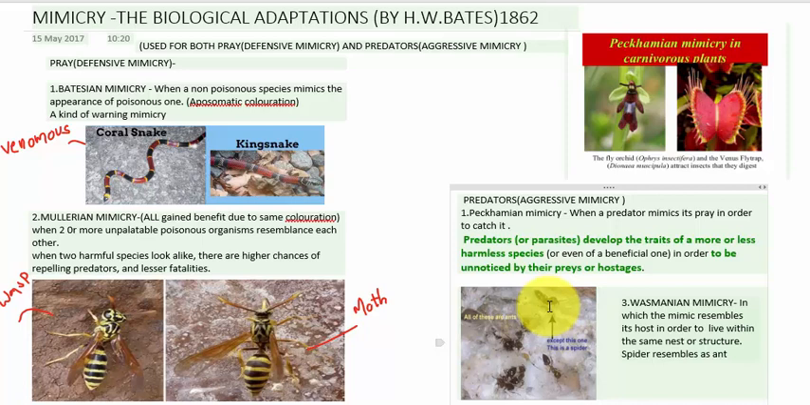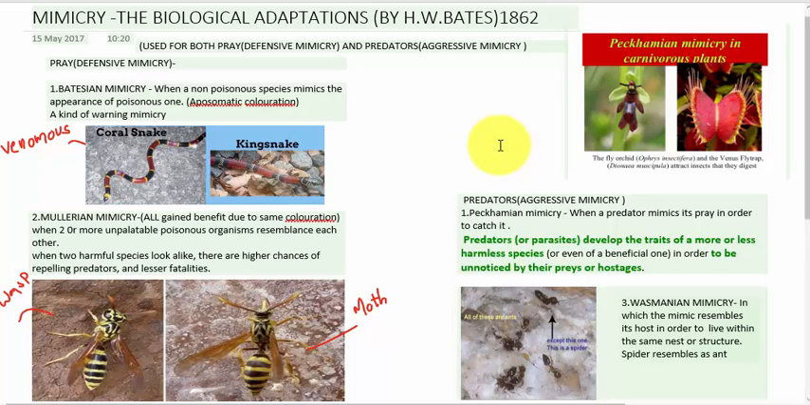The next is predator mimicry, or aggressive mimicry. It consists of only one type of mimicry, Peckhamian mimicry, when a predator mimics its prey in order to catch it. In this case, the predator mimics the prey in order to catch the prey. So the predators develop traits in order to go unnoticed by the prey or the host.